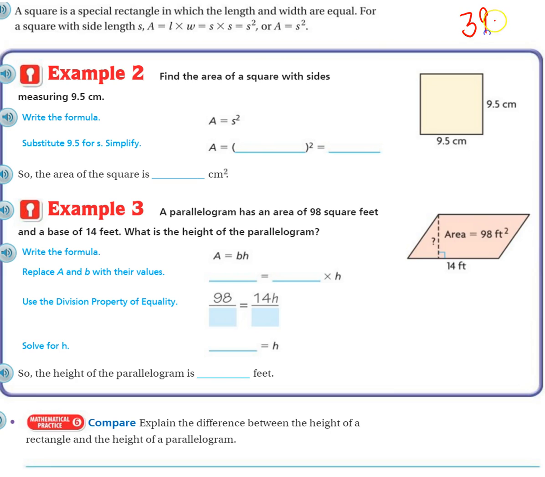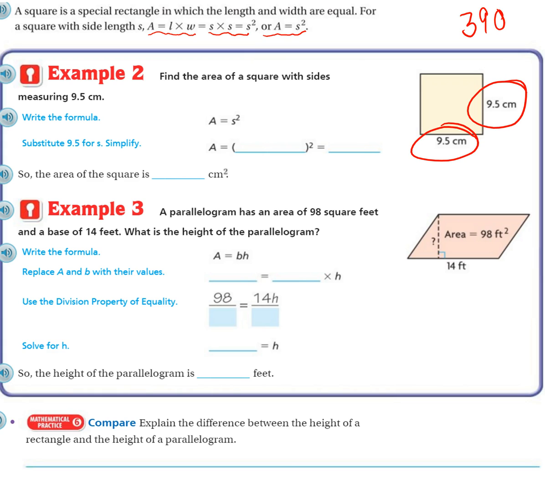All right, I'm still on page 390, just going to the bottom half. Going to go over a couple more examples. It says a square is a special rectangle in which the length and width are equal. For a square, the side length S, A equals length times width, which equals S times S, or S squared, or you can say area equals S squared. Now, if that gets too confusing, just remember you're multiplying the two sides by each other. That's essentially what you're doing, okay?